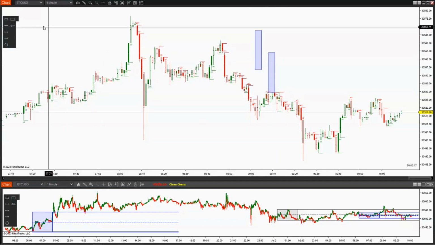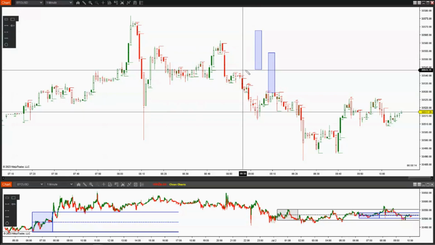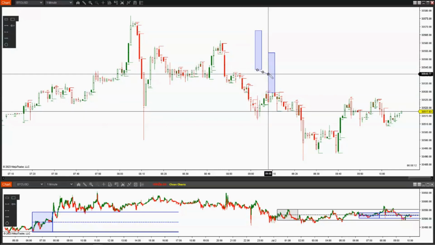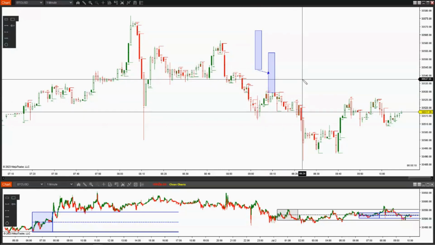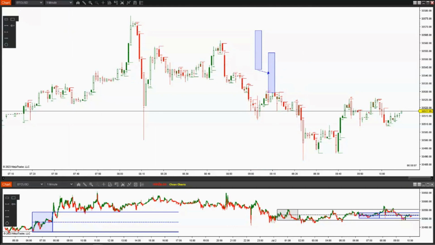So what you do is the bar's low is not touching this bar's mid. Let's go with the mid being right about there. Very simple stuff.